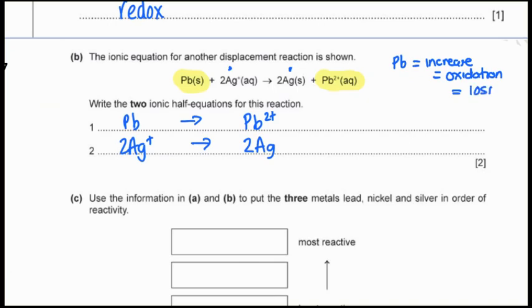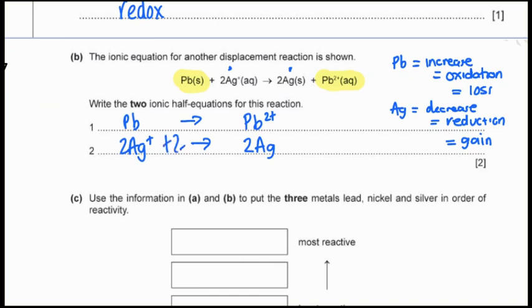In the silver's case, it's silver going from a 1 plus to a nothing. That is a decrease in oxidation state, which is reduction, which is gain. So in this case, if I'm gaining, I must be taking in.